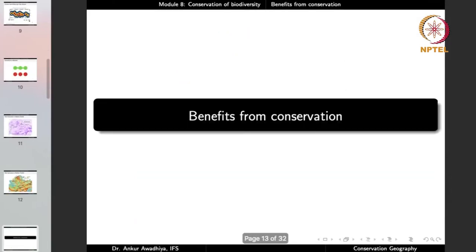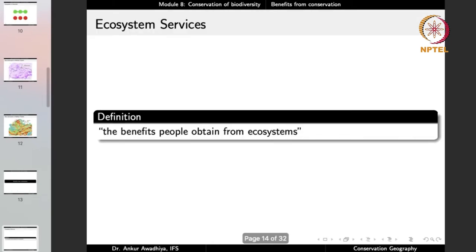So when we talk about these benefits, what are the benefits that we get from conservation? Now, we can classify the benefits in certain categories, but the umbrella term used for these benefits is ecosystem services. The benefits that people obtain from ecosystems. And typically well-functioning, resistant and resilient ecosystems. So the benefits that people obtain from ecosystems are known as ecosystem services, and these are primarily the benefits of conservation.